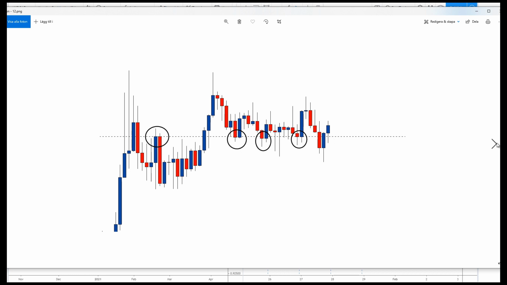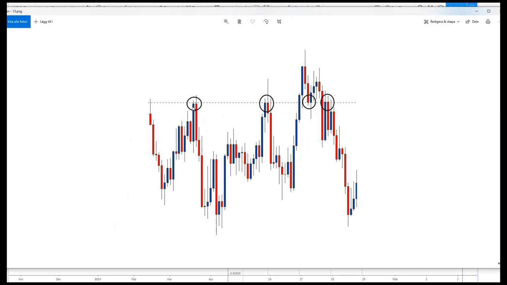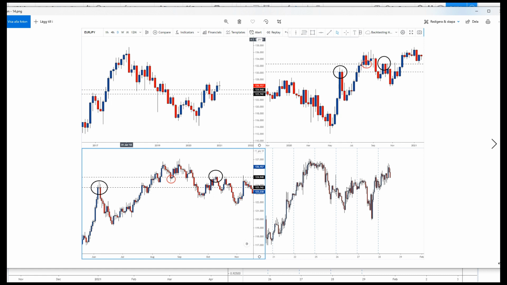Okay, same in here. This is another example of when you have several necklines at one level, which makes that level even stronger. Okay, let's just move on.